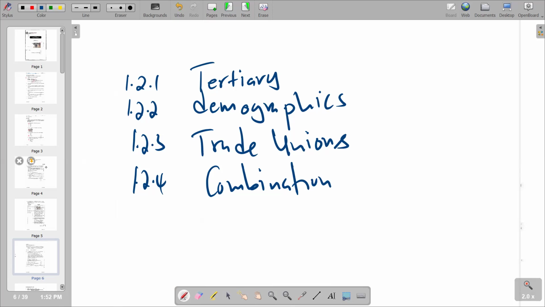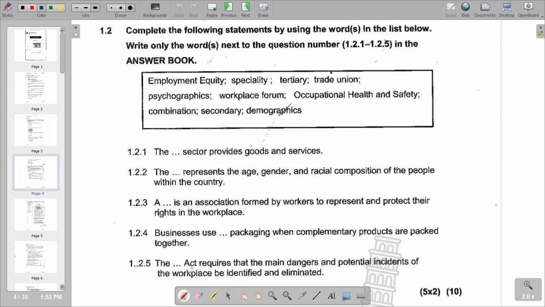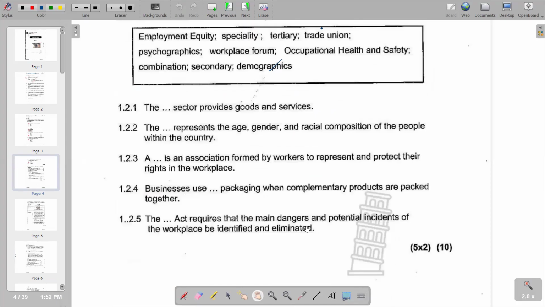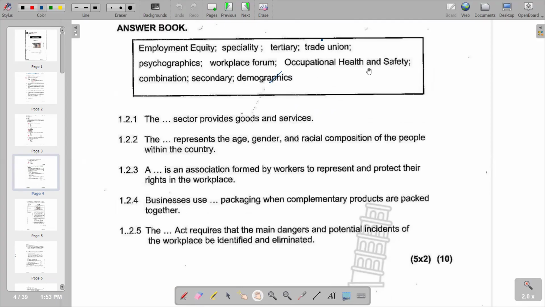And then we move on to the next question, which is the last question on this part. The dash Act requires the main dangers and potential incidents of the workplace be identified and eliminated. So we see that we have the Occupational Health and Safety Act, which is the correct response.